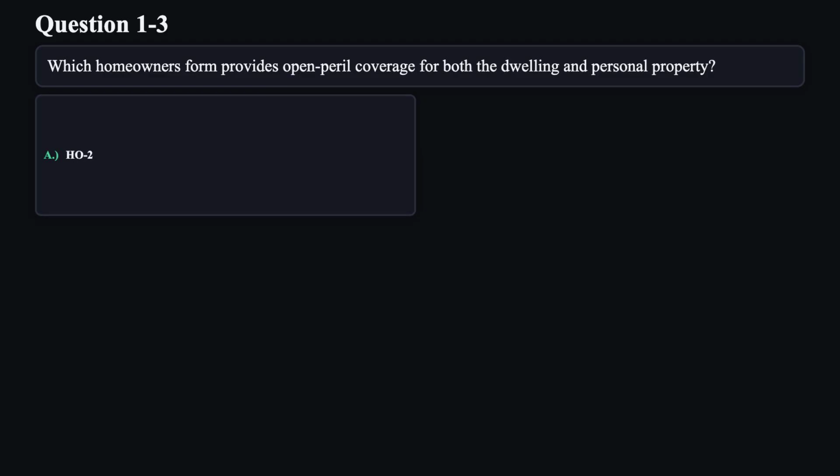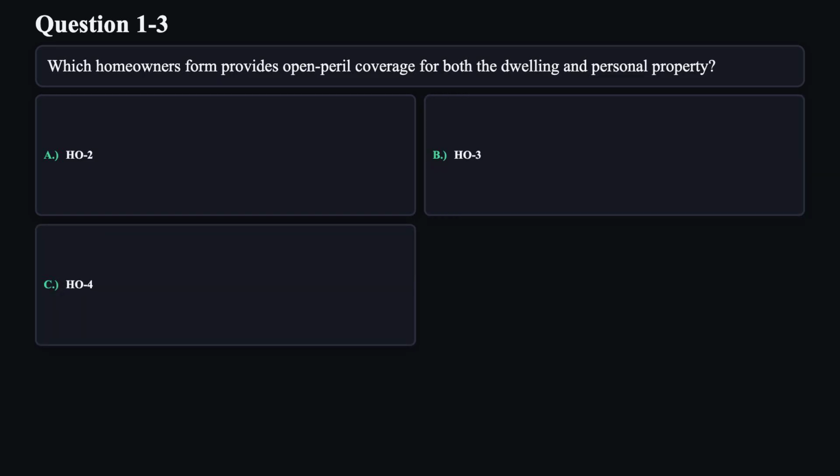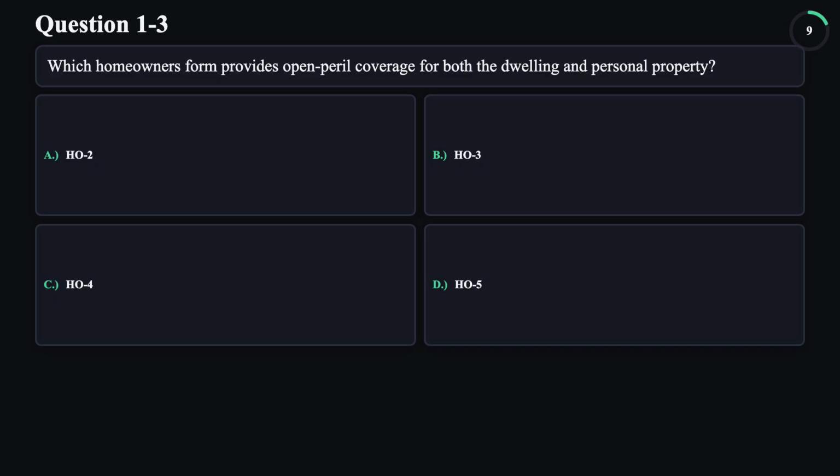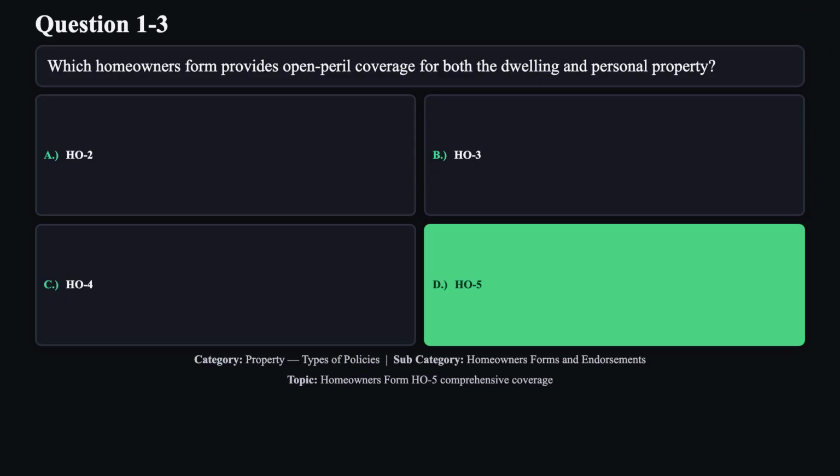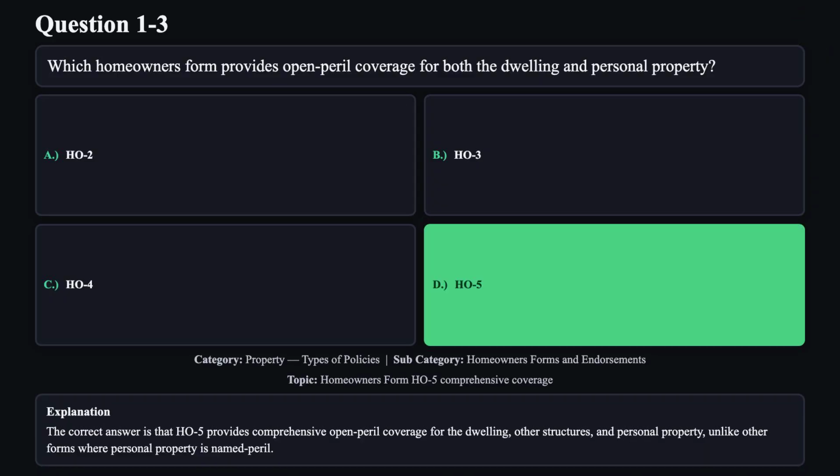A. H-02. B. H-03. C. H-04. D. H-05. The correct answer is D. The correct answer is that H-05 provides comprehensive open peril coverage for the dwelling, other structures, and personal property, unlike other forms where personal property is named peril.